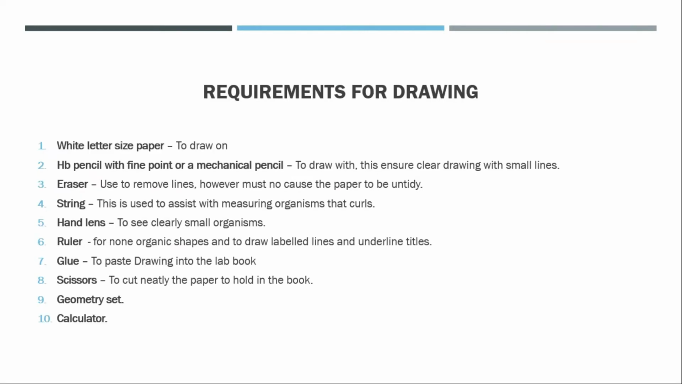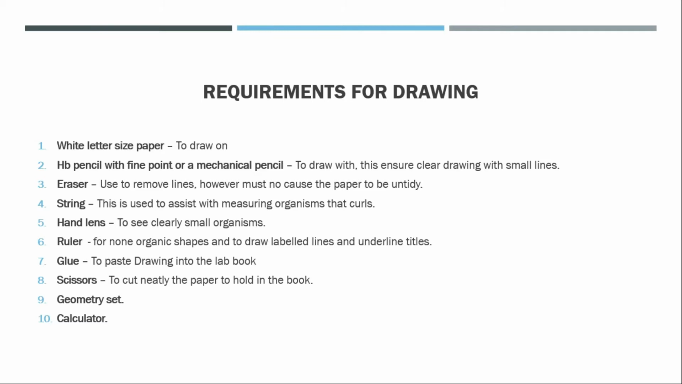Now, requirements for drawing. If you are going to draw, there are some basic things that you need to have. You need to have white paper. You need to have an HB pencil or a mechanical pencil with a fine point that can give you a neat or clear drawing. You need to have an eraser should there be any error. You need to have string. If you are measuring something that is curled, then the string would come in very handy to form that curve and give you that accurate measurement so you can do your magnification calculation.